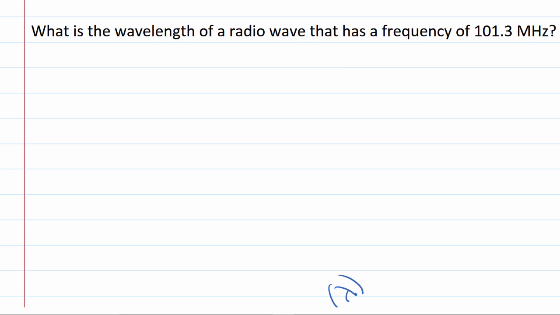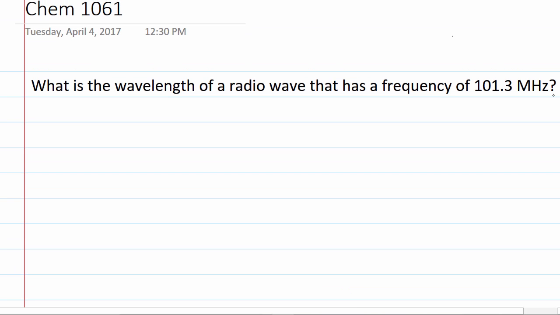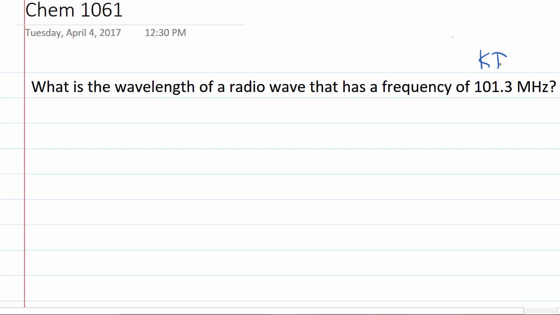I know some of you have heard of this frequency before. There you go, KDWB operates on this frequency, 101.3 megahertz. So let's see what sort of waves KDWB is putting out. We'd like to calculate the wavelength of a radio wave that has a frequency of 101.3 megahertz.